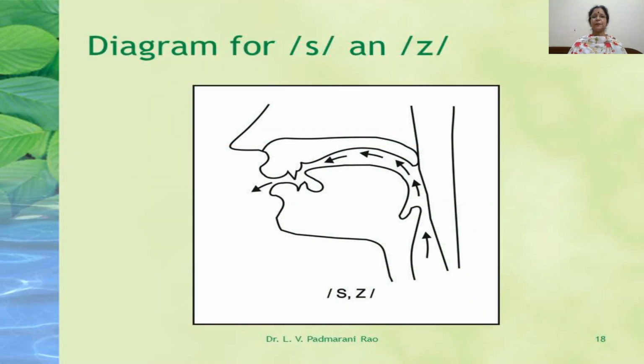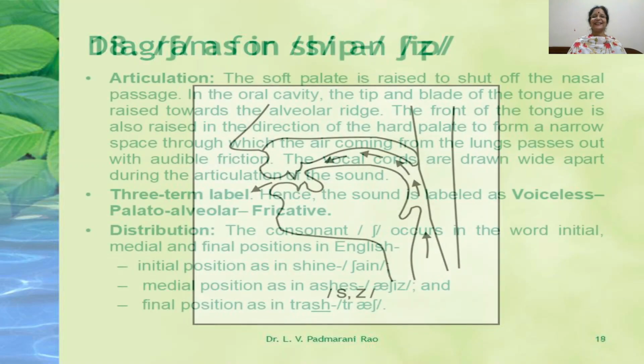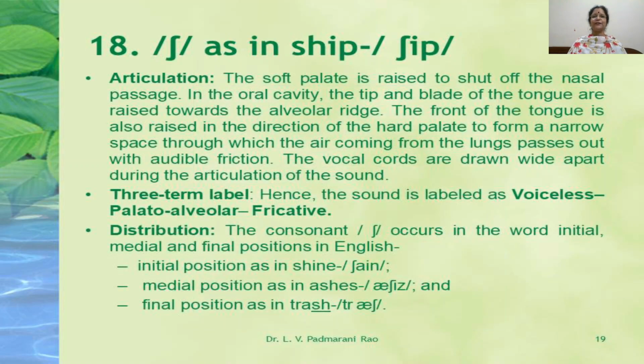The diagrammatic representation of S and Z sounds is as follows. As you could see, the soft palate is raised to shut off the nasal passage of air. The tip of the tongue comes very close to the teeth ridge. Can you notice it? The air that is coming out from the lungs, shown in the form of arrows, is coming out continuously through the narrow gap with audible friction. For S, the vocal cords do not vibrate, and for Z, the vocal cords vibrate. That's right. The next set of sounds that we have is sh.